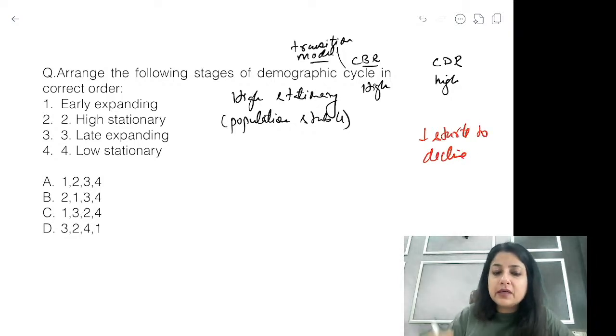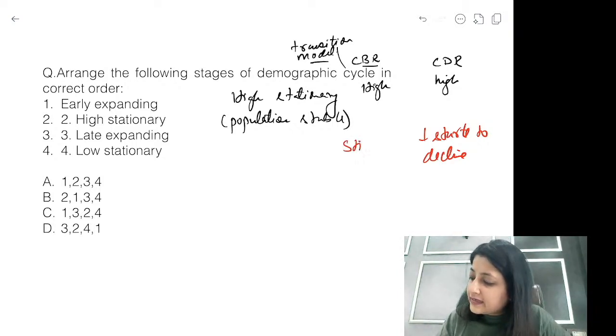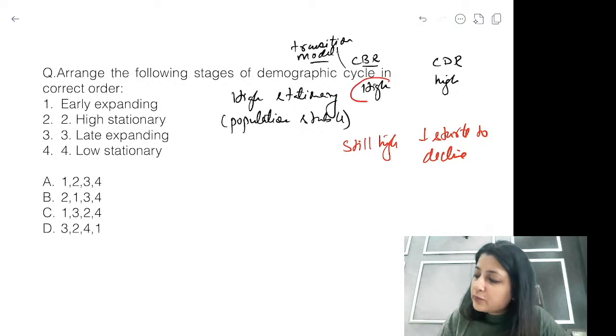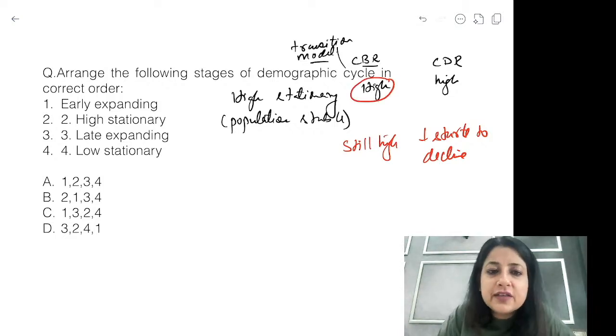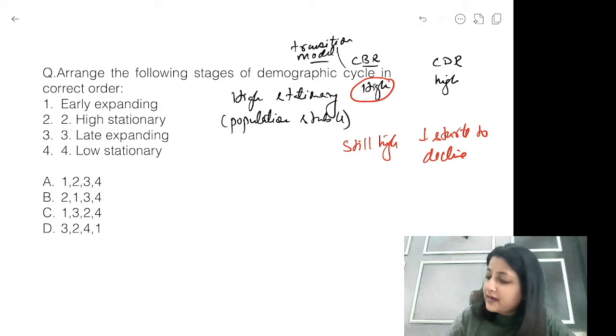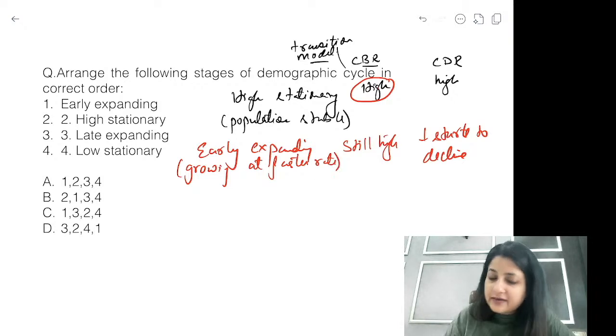But what happens to the birth rate? Nobody is worried about family planning right now, so birth rate is still high. The highest birth rate you get in the first stage. In the second stage it is still the same. If it was 30 in the first stage, it is 30 in the second stage too. So it is still high. What is happening to the population? It is expanding, and the problem is the population is growing at a faster rate.